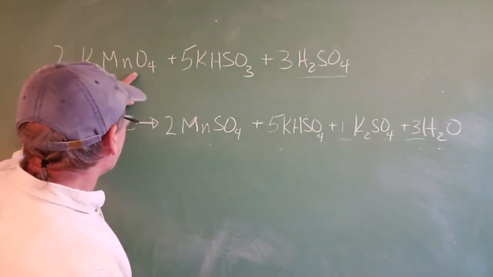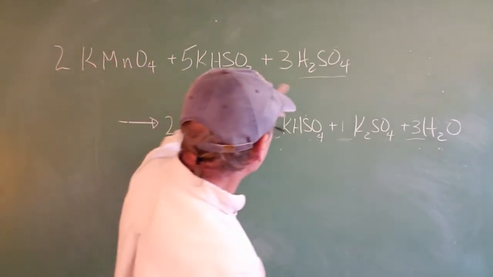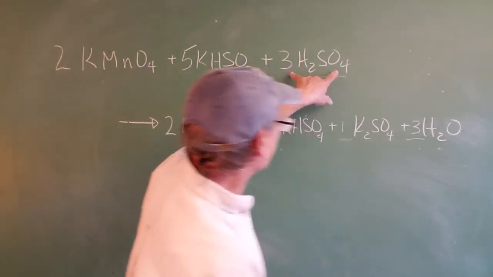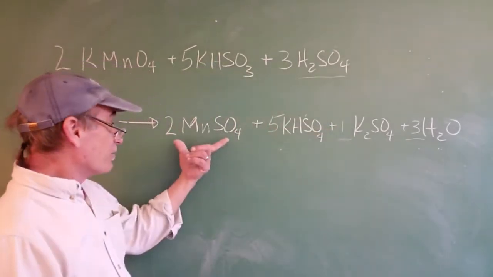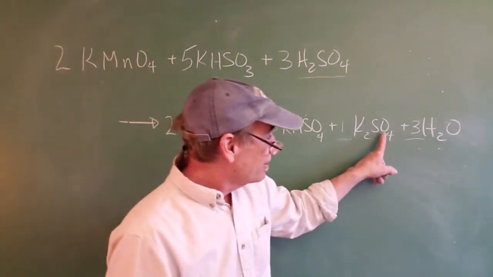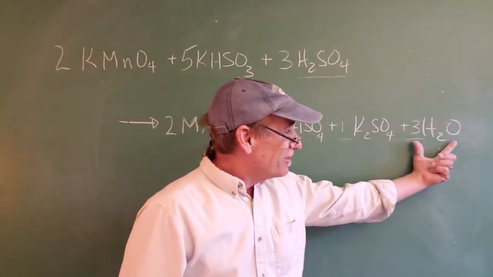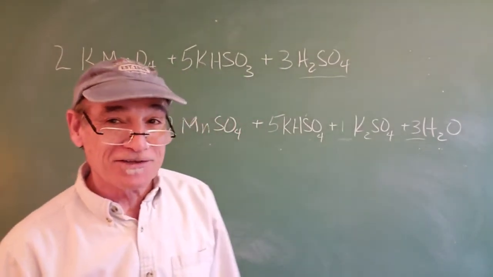Notice I've got 8 here, 15 there is 23, and another 12 is 35 oxygens on the left side of the arrow. Well, there's 8, there's 20, that's 28, 4 is 32, 3 is 35. 35 oxygens on both sides.